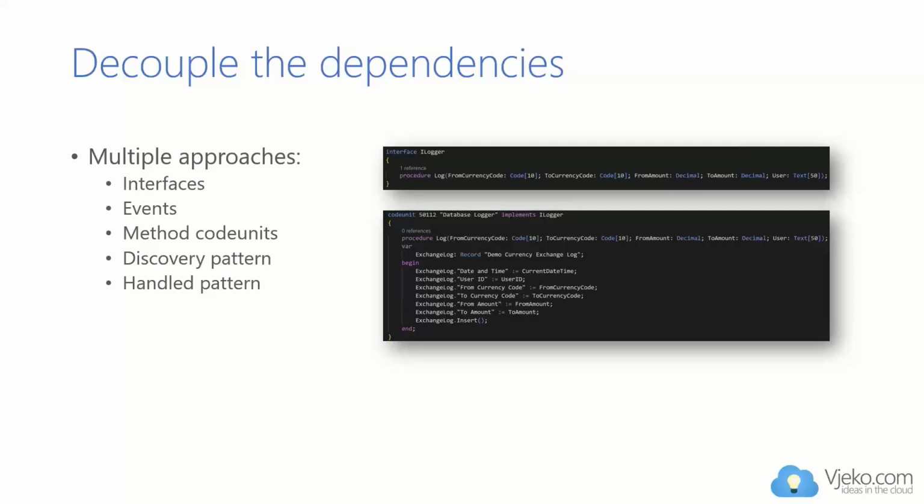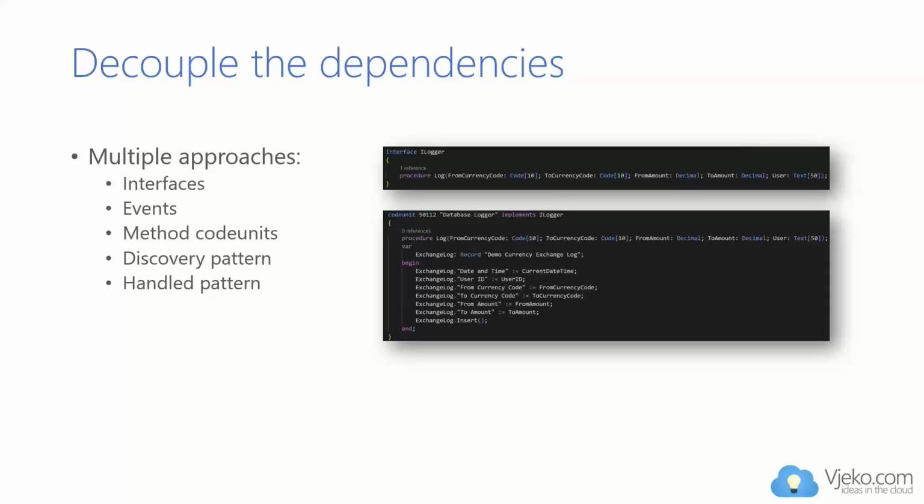So here in my example, I've taken an example of interfaces. I've extracted the interface for the logger. So I have this ILogger interface, and I have a codeunit which implements this ILogger. So this interface now represents a contract between my process and a dependency, and my process no longer will require direct access to the database logger. It doesn't really care what the logger will be.